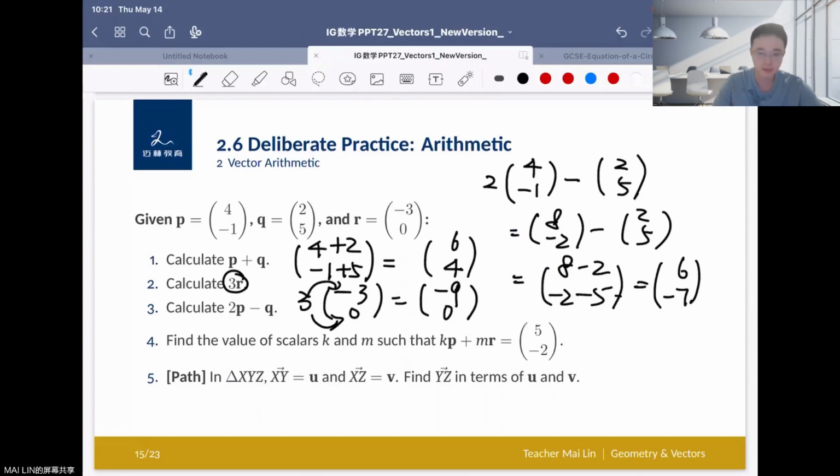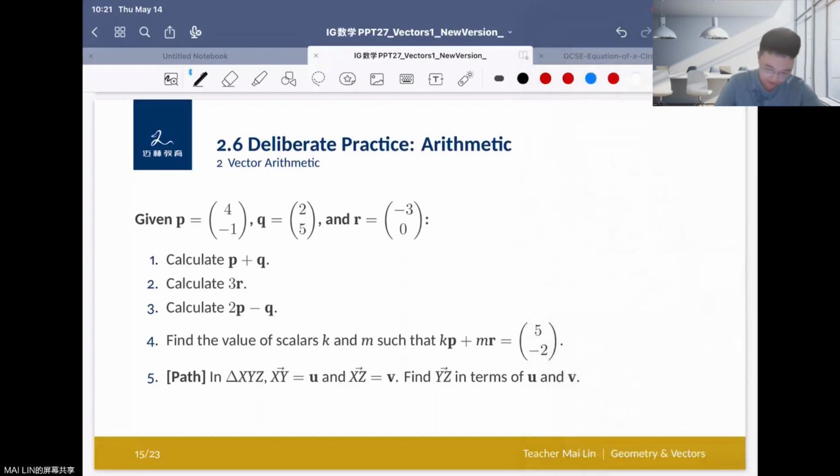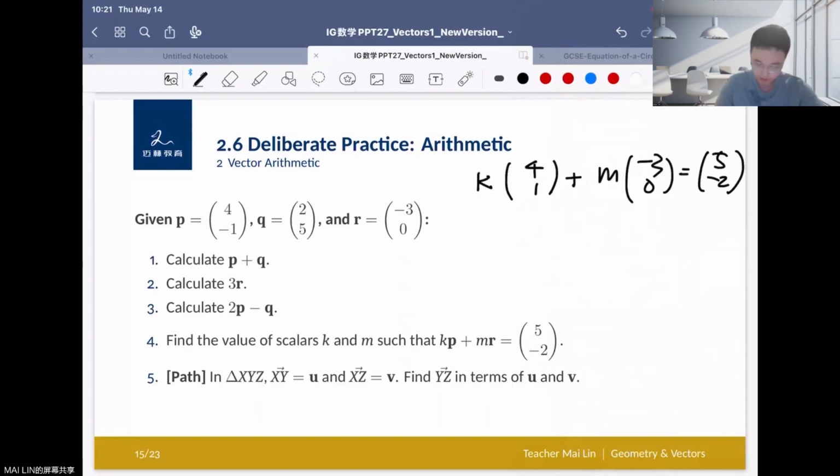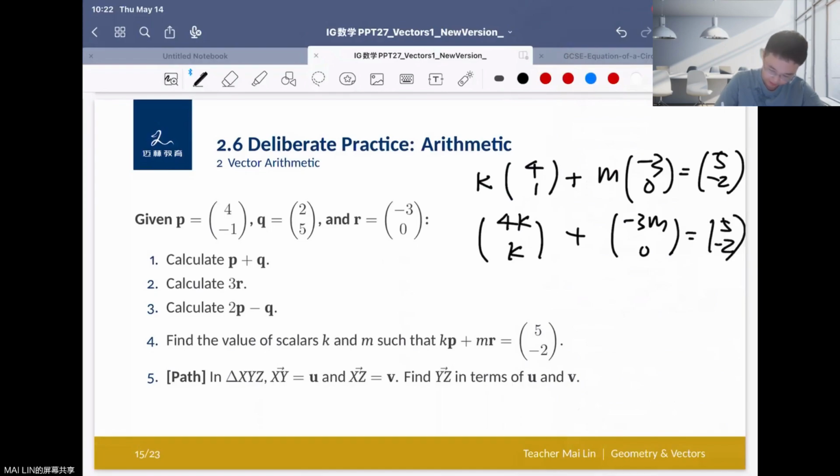And for the fourth problem right here, we said find the scalars k and m that obey the rule kp plus mr equals 5, negative 2, right? So here we can just set k times p, which is 1, right? And r here is negative 3, 0. So it equals 5, negative 2, okay? So first the vector can be written as 4k, k, right? And here it's negative 3m and 0 equals 5, negative 2.